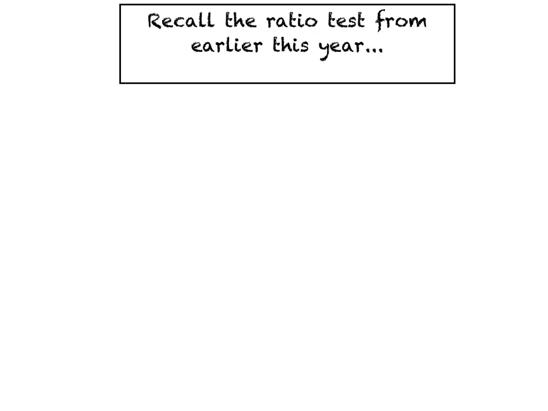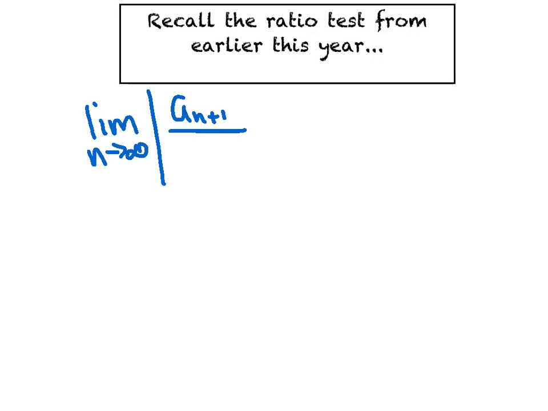So right now I want to take a few seconds to jump in our time machine and go back to early December when we talked about the ratio test for the first time. Basically the ratio test says you're going to evaluate a limit as n approaches infinity of the absolute value of the n plus first term divided by the nth term itself. And after we evaluate that limit, we'll say that our answer is L.